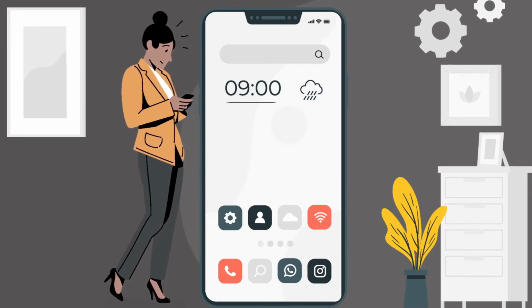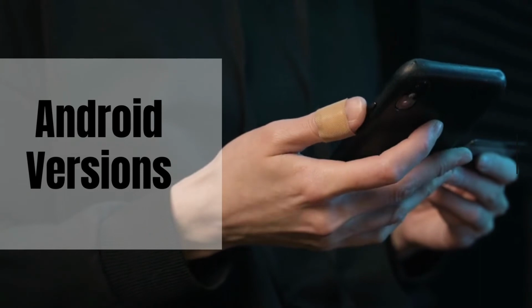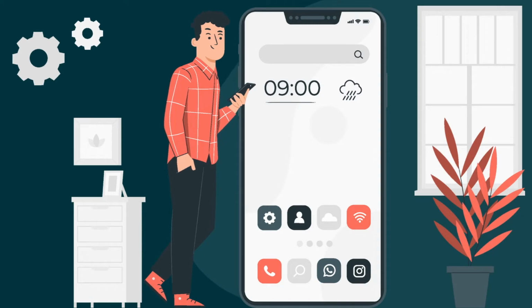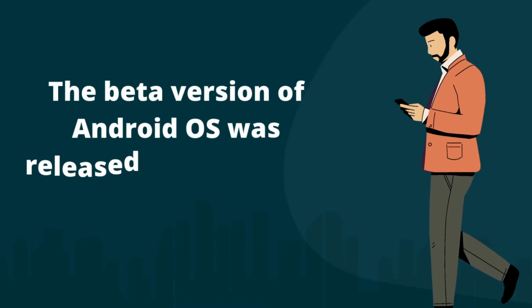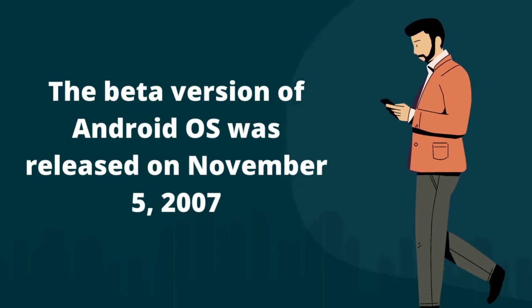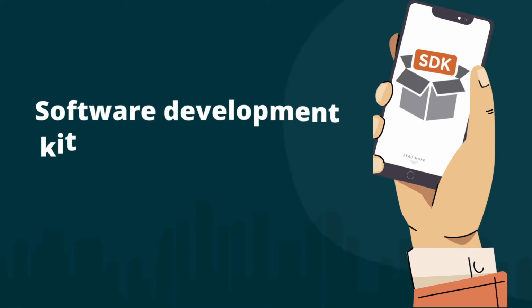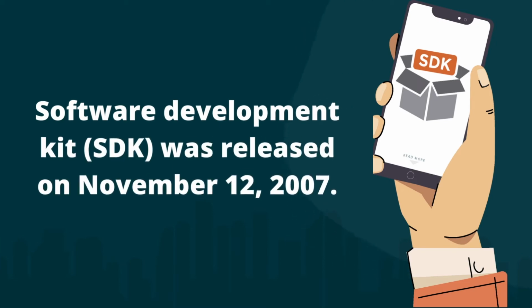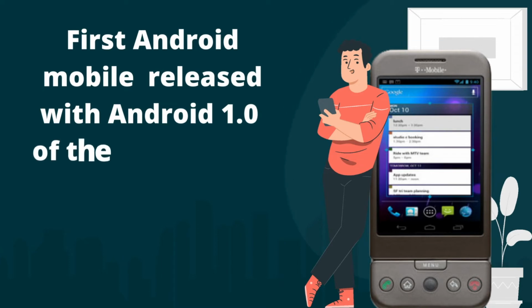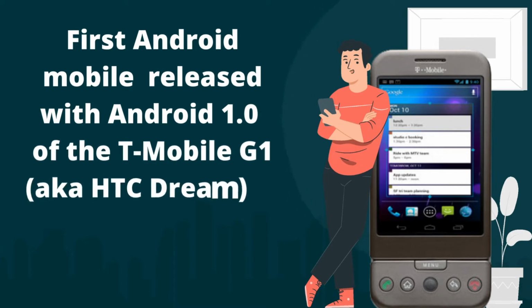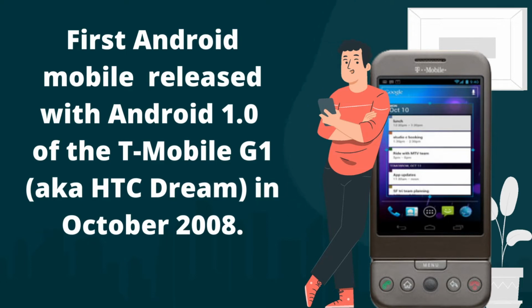Now, let's talk about Android versions. The development of the Android operating system was started in 2003 by Android Inc. Later on, it was purchased by Google in 2005. The beta version of Android OS was released on November 5, 2007, while the Software Development Kit (SDK) was released on November 12, 2007. The first Android mobile was publicly released with Android 1.0 on the T-Mobile G1, also known as HTC Dream, in October 2008.